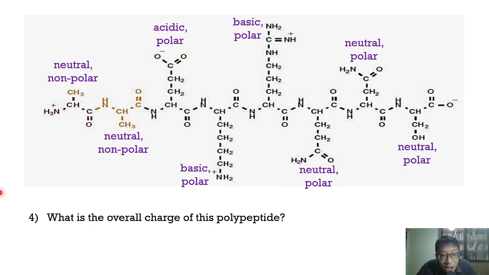And the overall charge of this polypeptide would be +1. There's 1 negative charge here, 2 positive charges here, and then the amino group and the carboxyl group as well, the N and C terminus. So overall, there are 3 positive charges and 2 negative charges, so therefore +1.